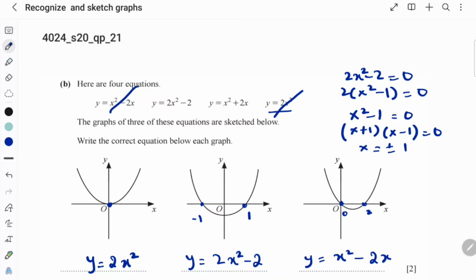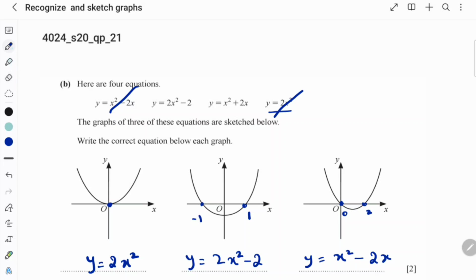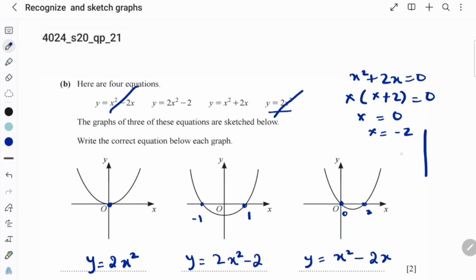If we want to check the other equation, which is not going for any curve, that is x square plus 2x equal to 0. x common, x plus 2 equal to 0. Then either x equals 0 or x equals minus 2. If we have a curve like 0 and minus 2, then it will be the origin and minus 2.